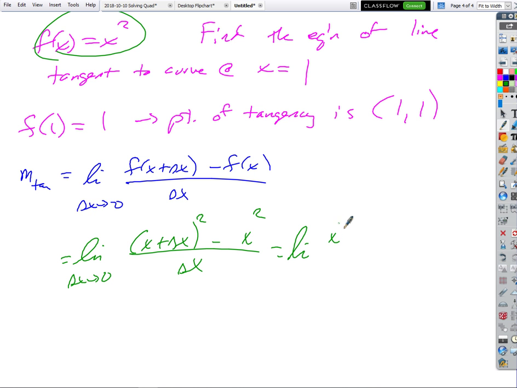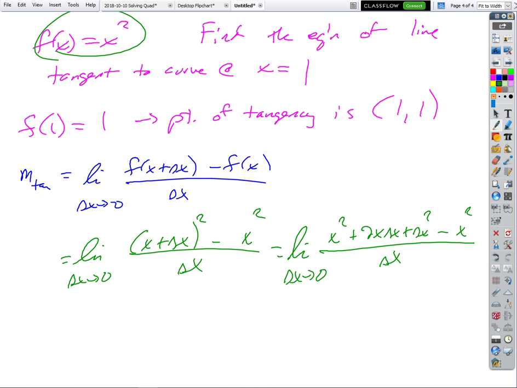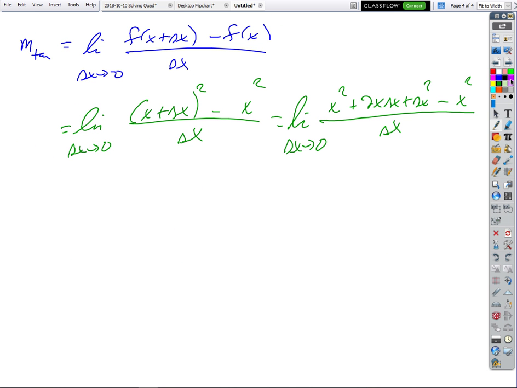So x plus delta x squared is what? x squared plus 2x delta x plus delta x squared, minus x squared, over delta x as delta x goes to 0. Okay? What algebra do I have to do here? Okay, so I cancel horizontally. The x squareds subtract to 0, so those are gone. Now what? Factor a delta x out, right? And then we'll cancel like factors. And that gets rid of the 0 over 0 problem.